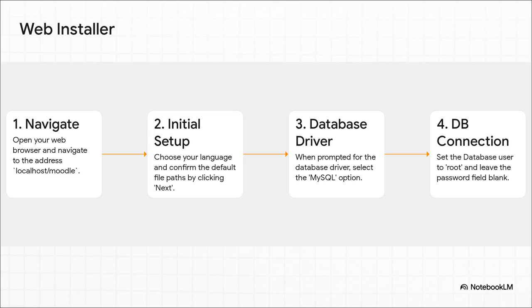So open up your browser and just type localhost/Moodle. Localhost is just the universal web address for your own computer. This kicks off the installation wizard. You'll pick your language, confirm the file paths, and when it asks for the database driver, go ahead and pick MySQLi. Then for the database user, just type in root and leave the password field totally blank. These are just the defaults that come with XAMPP.